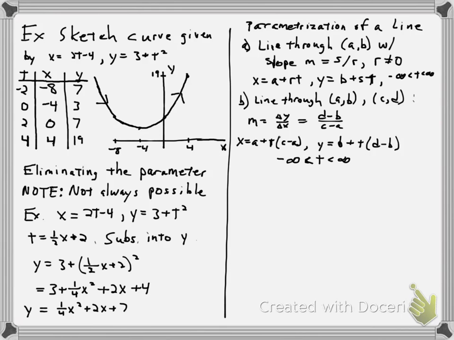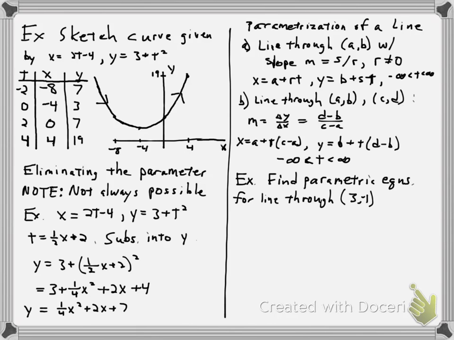Once we have these equations, the example is quite simple. So we're going to find the parametric equations for the line through the point (3, -1), with slope m equals 4.